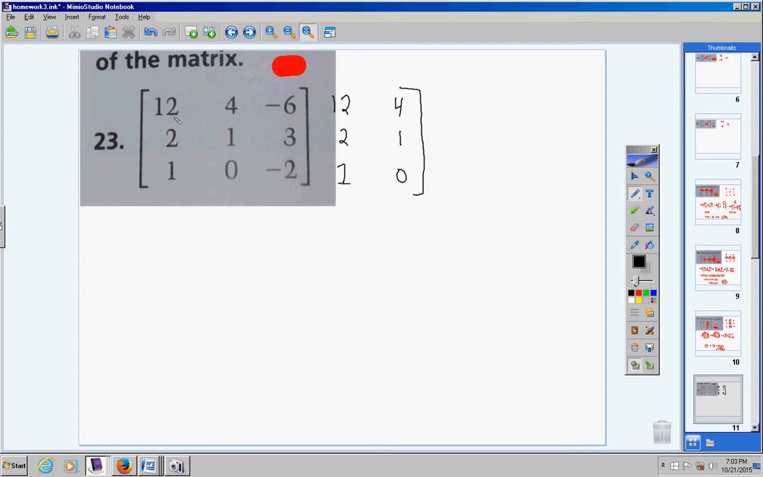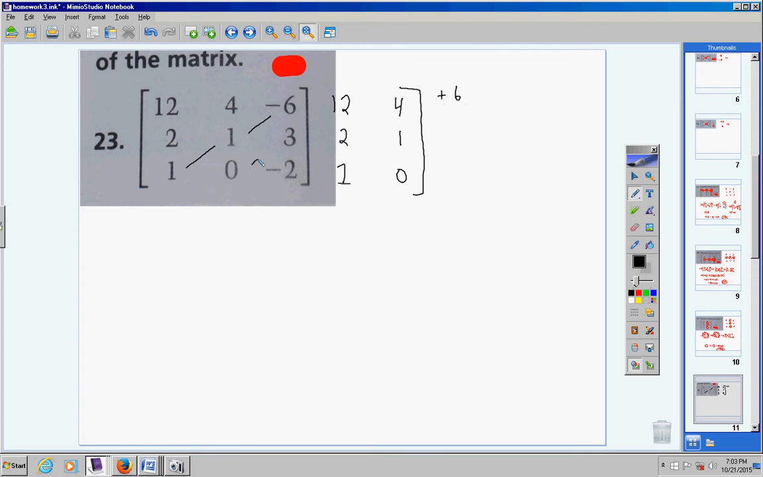I copied my first two columns over. Now we're going to multiply up diagonally 3 times. And because we're multiplying up, we're going to change the sign every time. So multiply up. 1 times negative 6 is negative 6, so I'm going to put a positive 6.